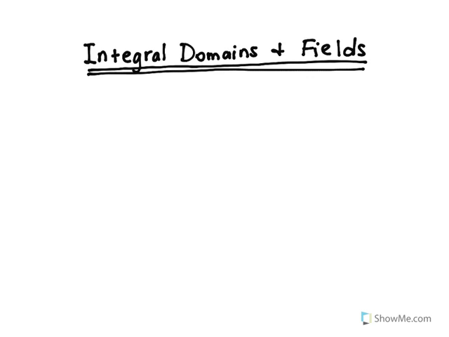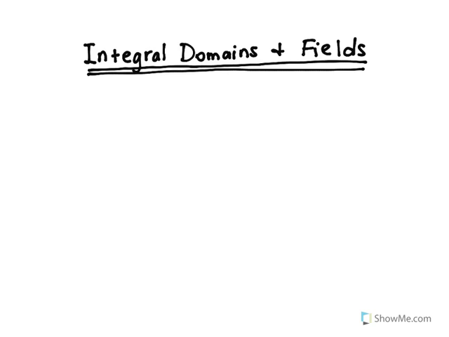Everybody. Today we're going to continue our discussion of rings by talking specifically about two special types of rings called integral domains and fields. You may remember that fields came up at the end of last video, and we'll reintroduce them here to remind you. Integral domains, on the other hand, are something new.